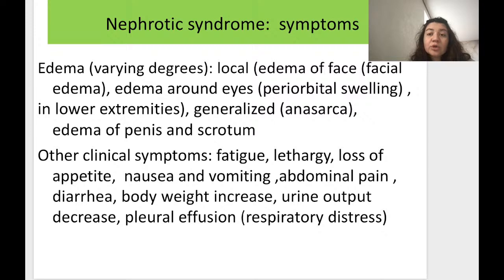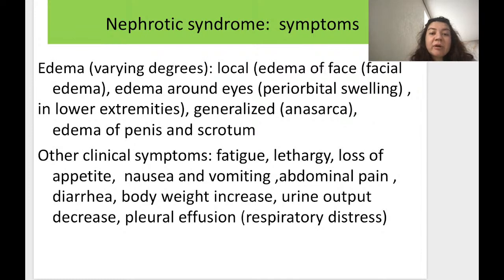Symptoms of nephrotic syndrome. First of all, what I told you, the most important and the most specific is edema. It can vary in degrees. It can be local edema. Here, the most specific is edema of the face, facial edema. It is an early and very specific symptom for kidney problems, especially in the morning after sleep. If patients suffer from face edema or periorbital edema in the morning, for example, and during the day this edema decreases, for you it is a very specific sign for kidney problems and especially nephrotic syndrome.